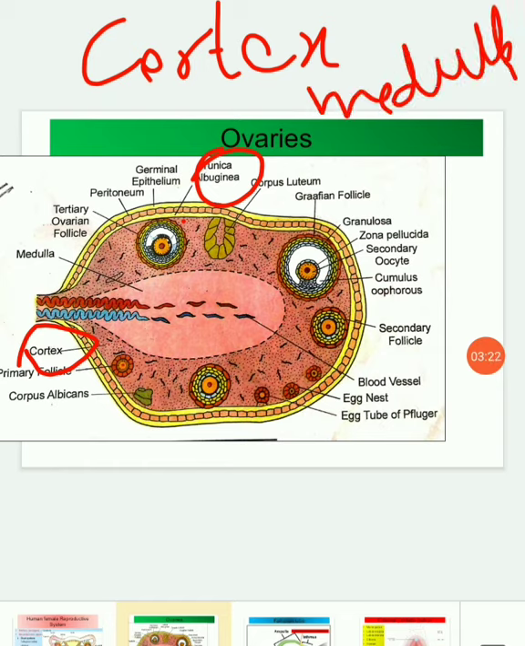The outer cortex surrounds the periphery, and it has a lot of ovarian follicles. You can see over here so many types of follicles are present in the cortex region. A few blood vessels are also present. The innermost portion is called the medulla, which has very little connective tissue but a large amount of blood vessels, and a few nerves are also present. So this is the common overview of the cortex, medulla, and all the linings.